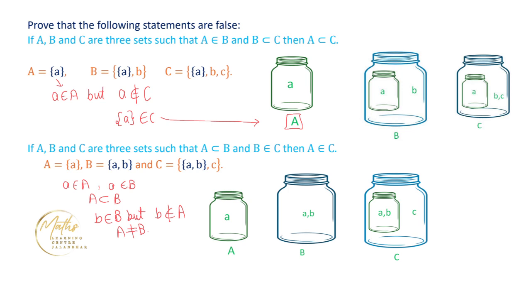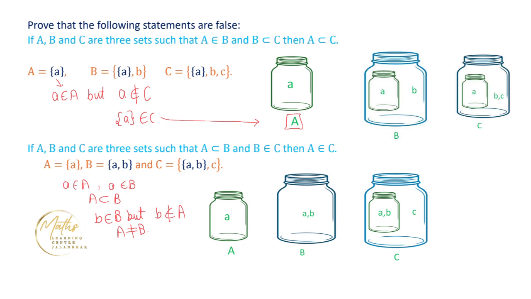Now further we have B belongs to C. B belongs to C means there is the set B, having these elements a, b, and it is present over here in this set. We can look at it like this, that this complete jar is present over here as {a, b}. So we have B belongs to C.